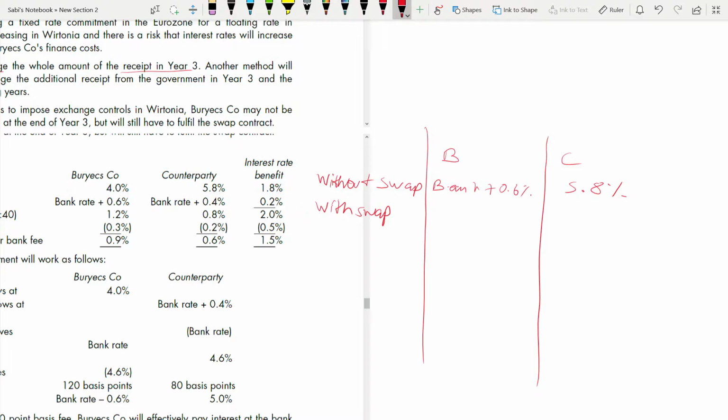With swap, Brewers company will go for a fixed rate, that is 4%. But the counterparty will go for the variable, that is L plus 0.4%.